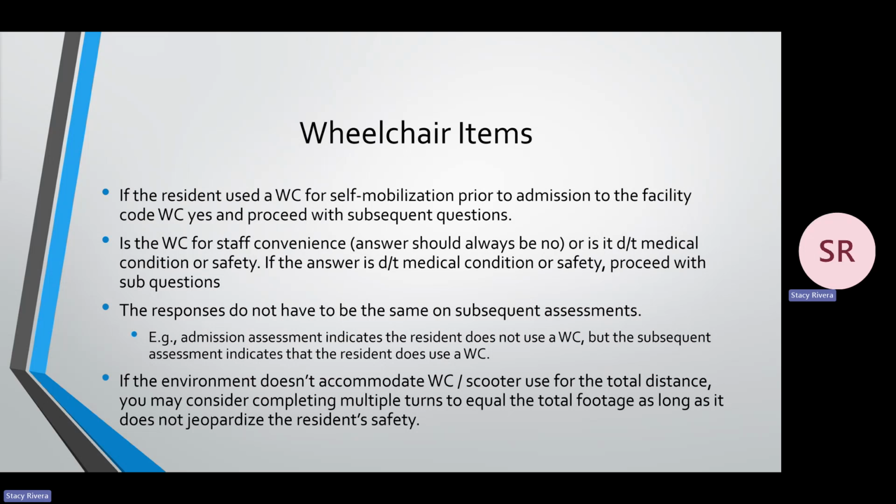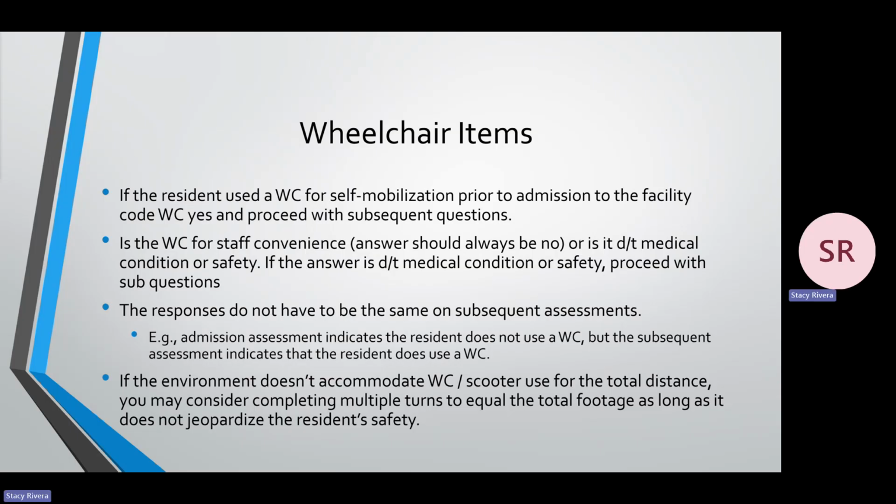Wheelchair items. If the resident used a wheelchair for self-mobilization prior to admission to the facility, code wheelchair yes and proceed with subsequent questions. So this wheelchair item is like a gateway item. You're going to say yes or no based on their prior level or based on their prognosis, what their current situation is, and that could change throughout their care. Okay, if you say yes, it's going to cue more questions. If you say no, it moves you on to the next item.